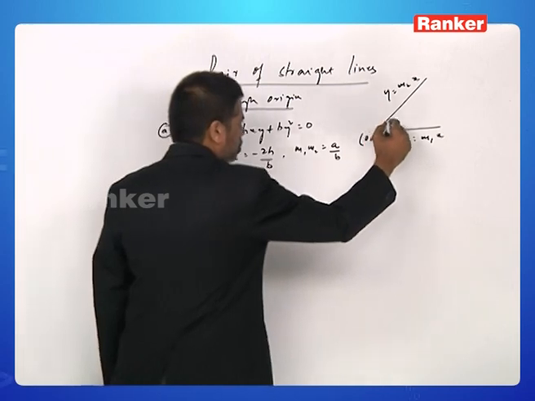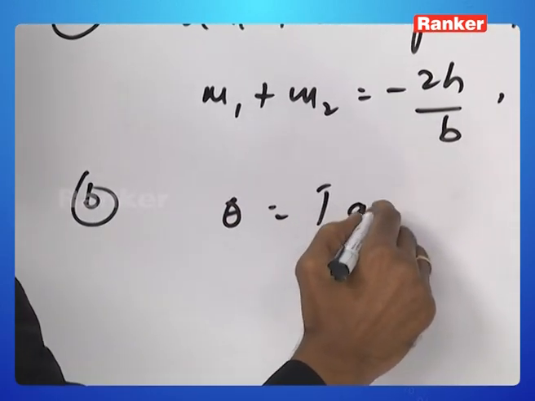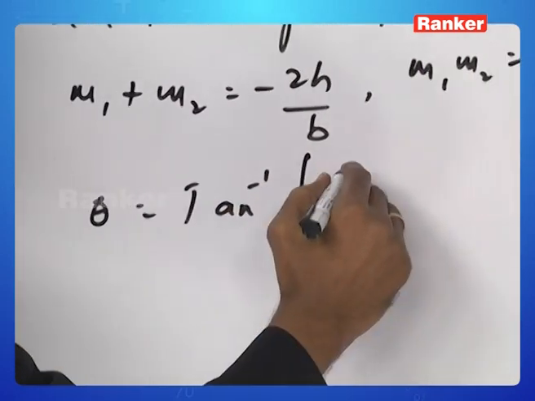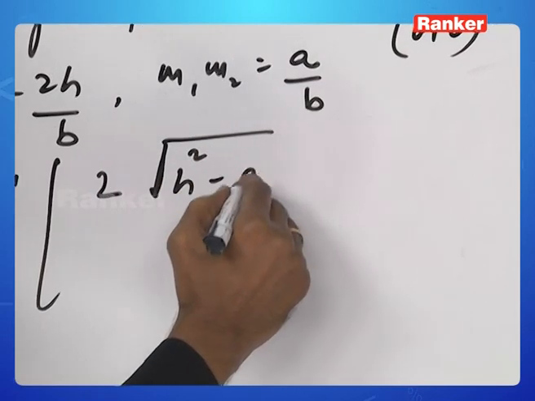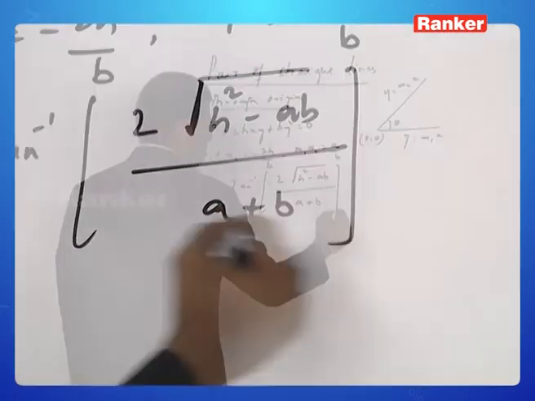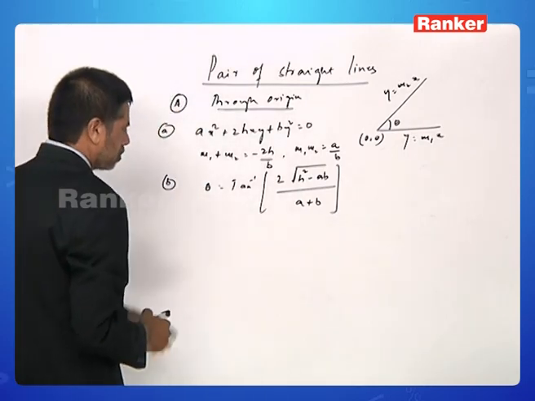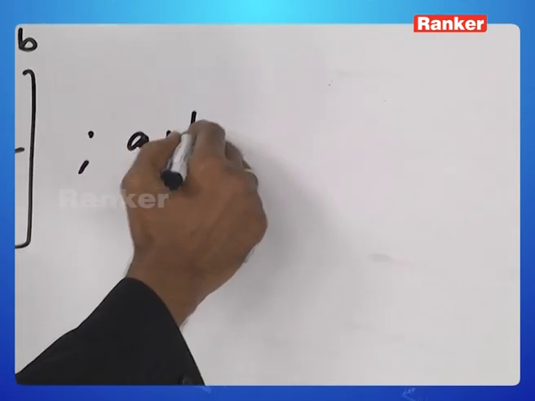The angle between these two straight lines is given by theta is equal to tan inverse of 2 into root of h squared minus ab, divided by a plus b. Of course, when the lines are perpendicular, a plus b will be 0.